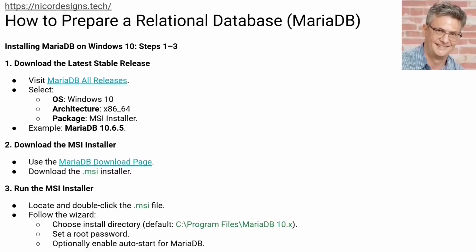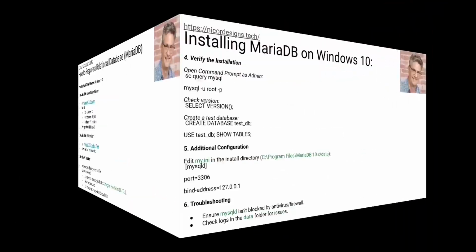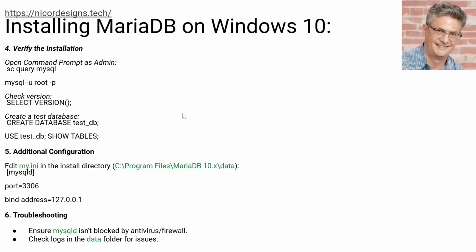And we will look at preparing our database, which is MariaDB in our case. We already went through this, but we'll do this again. We'll download and install the latest stable release, and we set up a root password and optionally enable auto start. Once we've done that, we will verify our MariaDB installation from the command prompt by logging in as root. We'll check our version, we'll create a test database, and we'll look at the tables, and then we'll do some additional configuration so that we can access it from Tomcat.